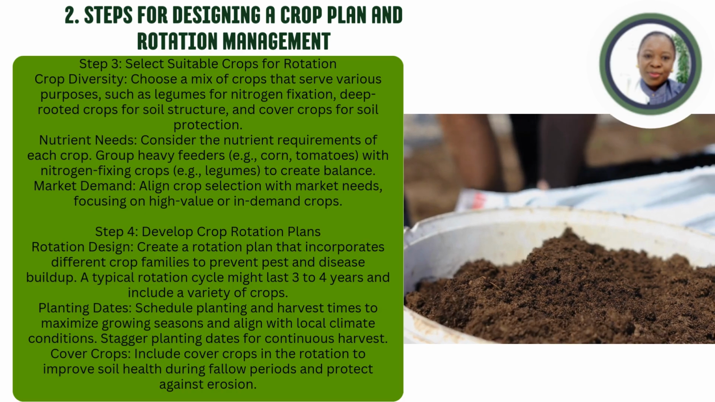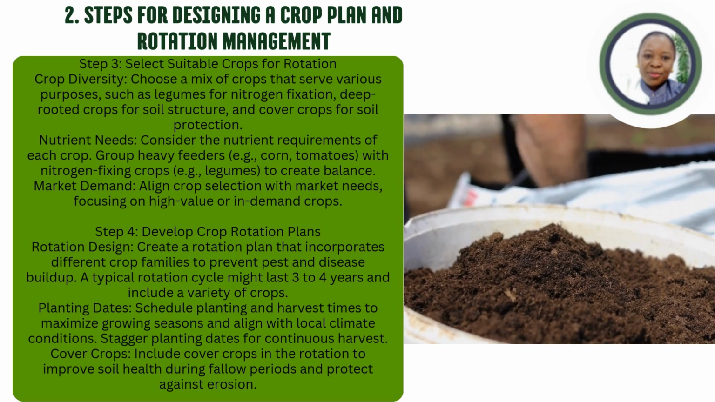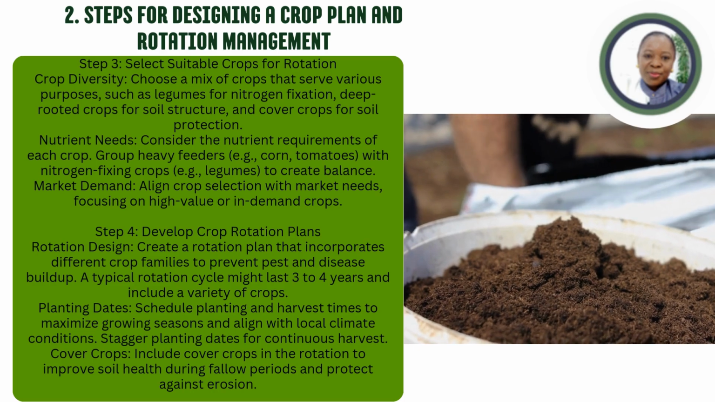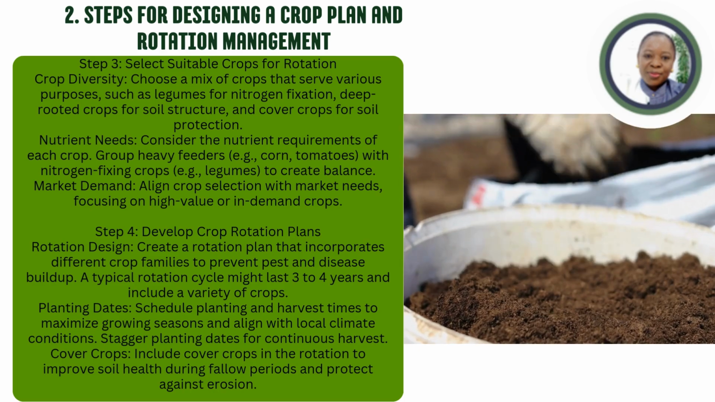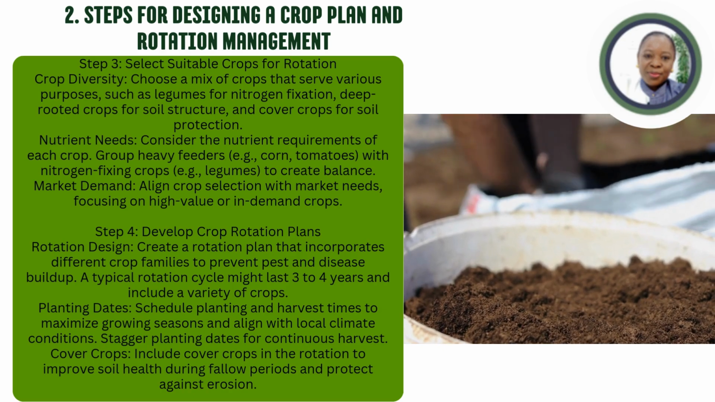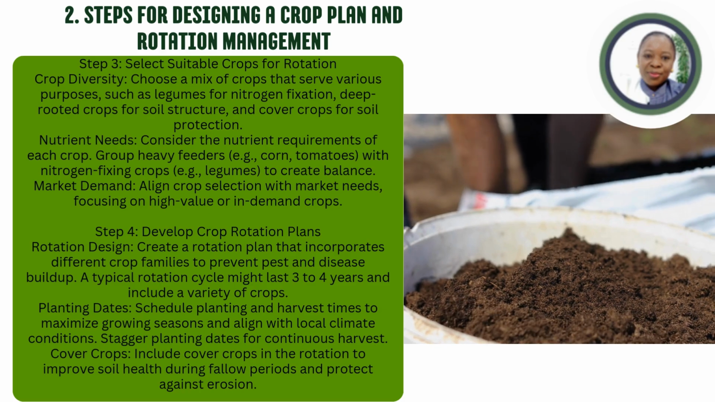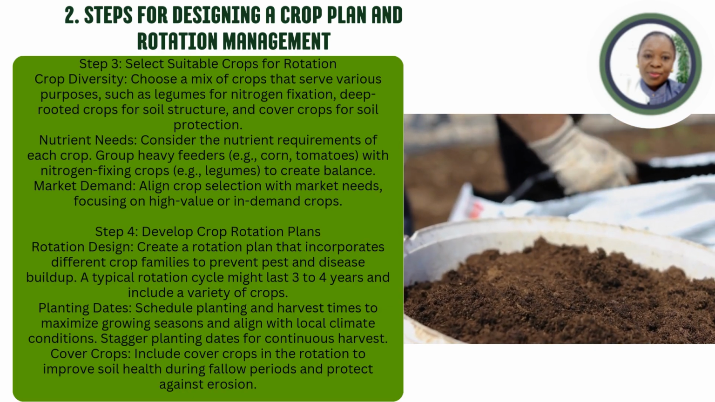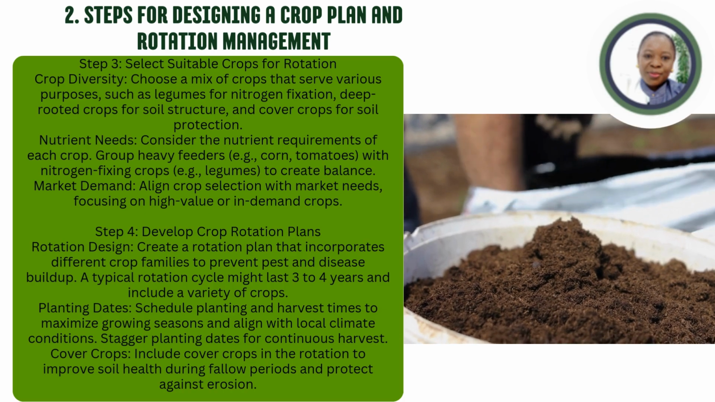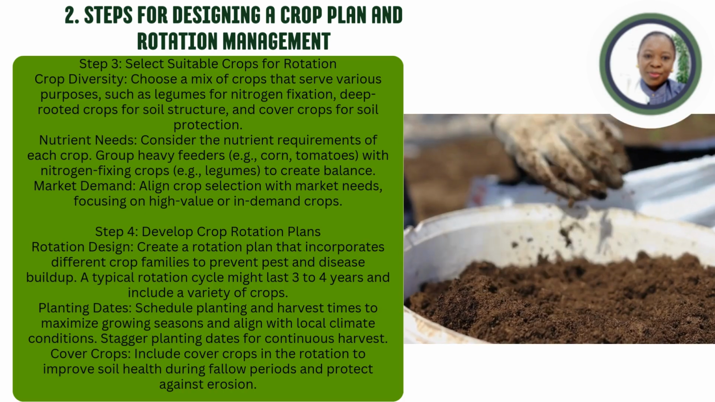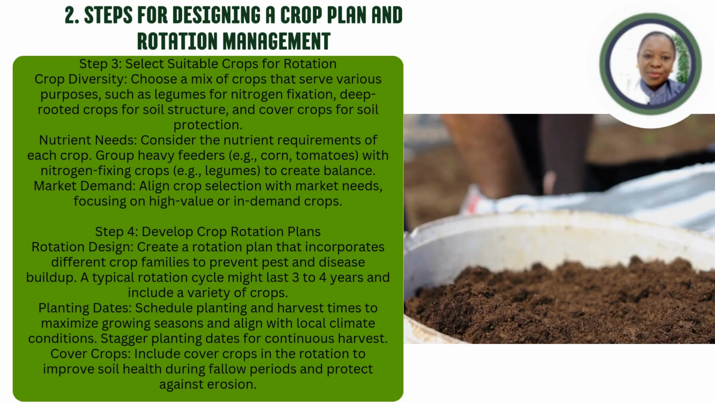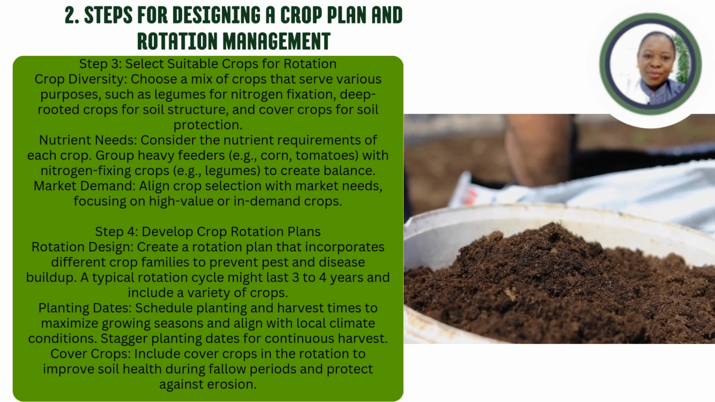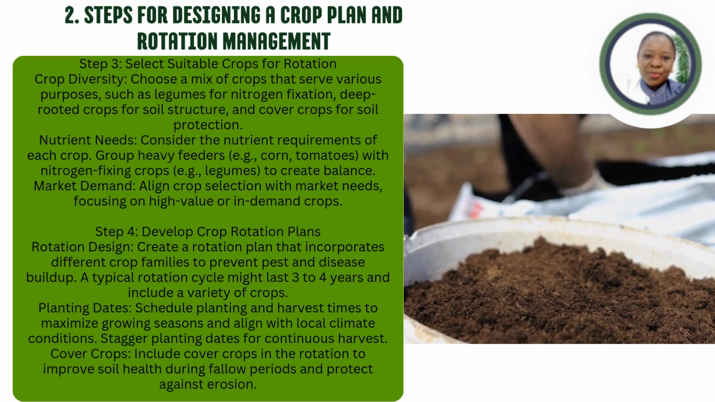Crop diversity. Choose a mix of crops that serve various purposes, such as legumes for nitrogen fixation, deep-rooted crops for soil structure, and cover crops for soil protection. Nutrient needs. Consider the nutrient requirements of each crop. Group heavy feeders, especially corn and tomatoes, with nitrogen fixing crops such as cowpea or peas to create balance. Market demand. Align crop selection with market needs, focusing on high value or in-demand crops.